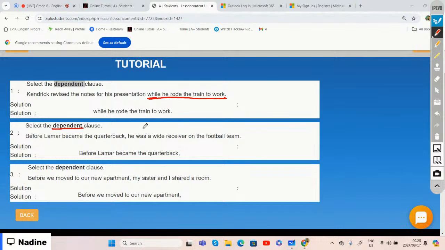It says before Lamar became the quarterback, he was a wide receiver on the football team. We need to select the dependent clause within that sentence. And if we were to identify the dependent clause within that sentence, it is before Lamar became the quarterback. And there, before starts with the subordinating conjunction. Before Lamar became the quarterback.